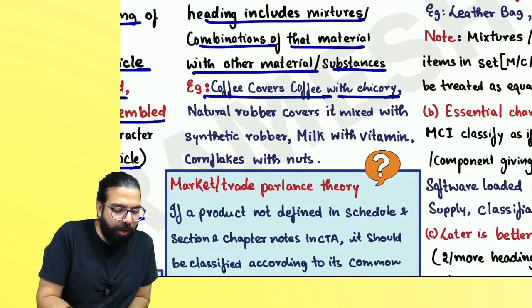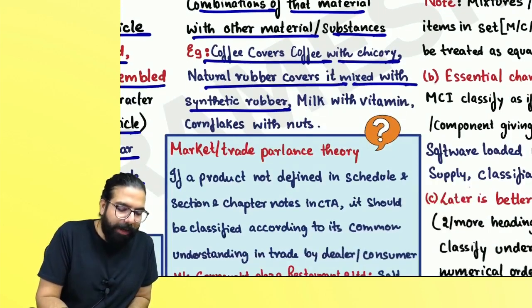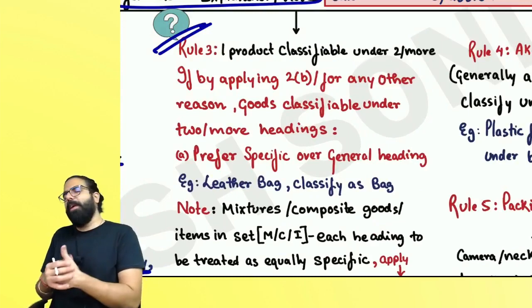Heading always includes a mixture or combination of that material with other materials or substances. Coffee with chicory is coffee. Natural rubber covers mixed with synthetic rubber also. Milk with vitamins is still milk. Cornflakes with nuts is still cornflakes. Always remember, rule number 3 over here is very important.